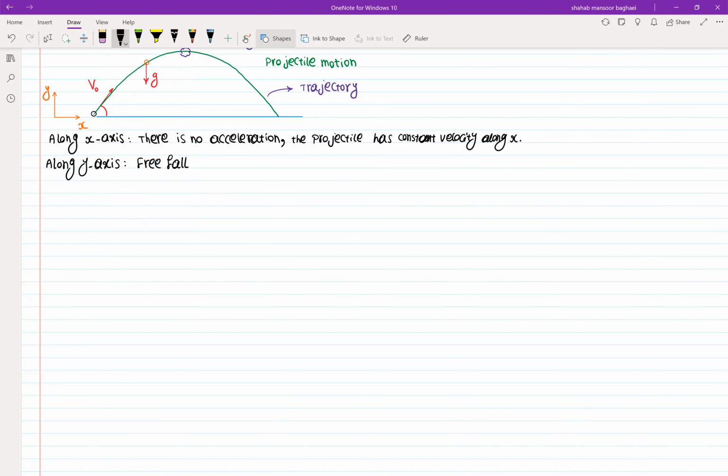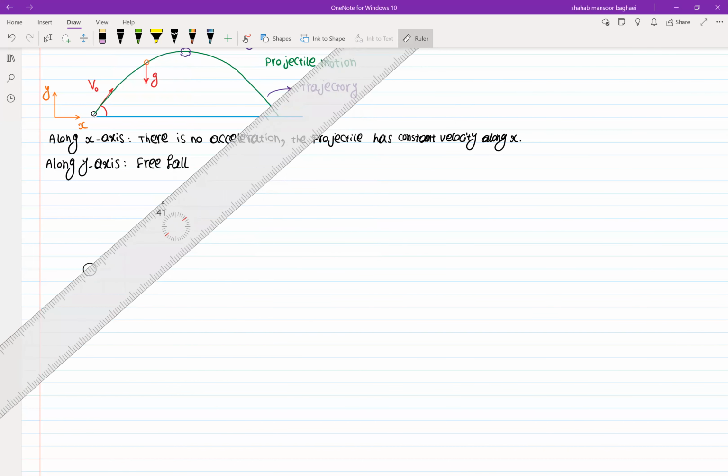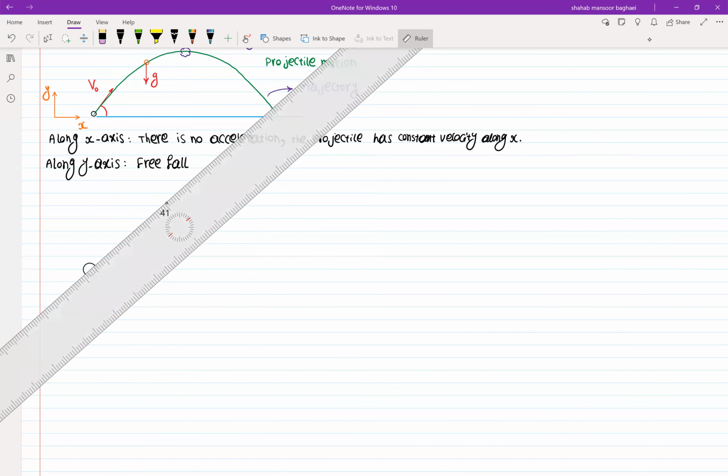Look at this figure. Imagine that's a projectile. So this is the definition of projectile. You have initial velocity and you have an angle with respect to the x-axis. Consequently, here you can have this motion here.